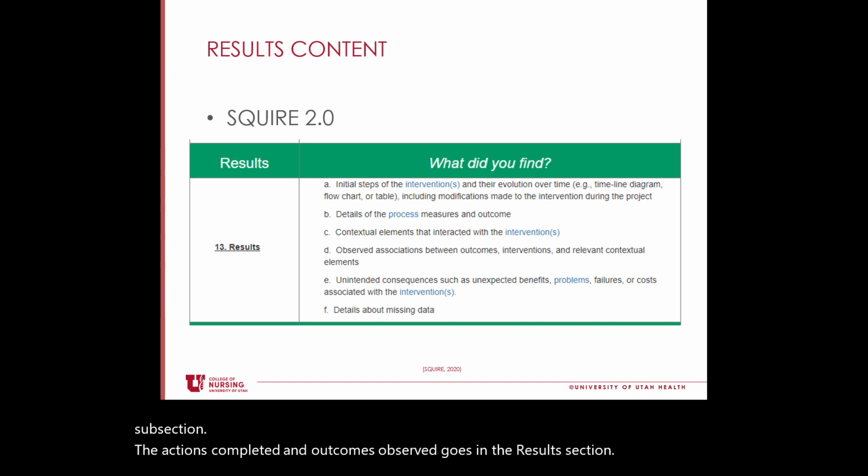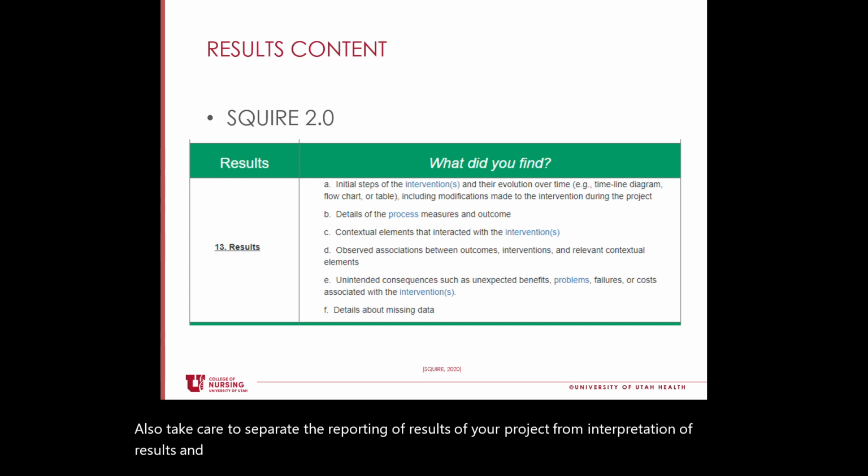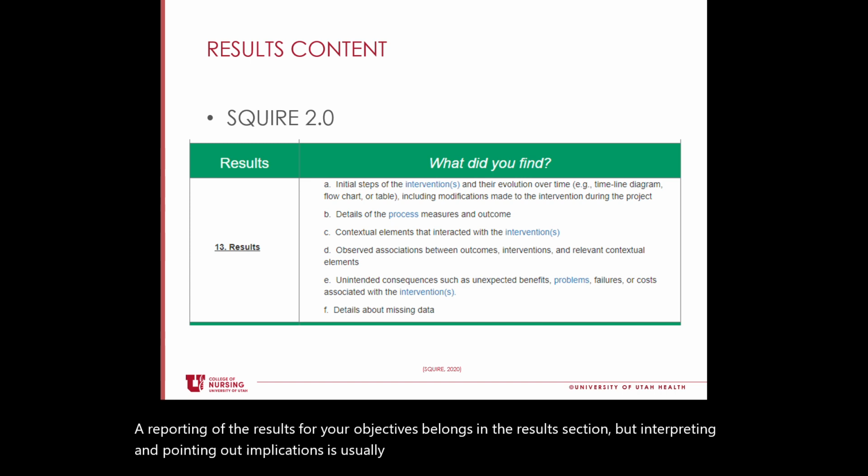Also take care to separate the reporting of results of your project from interpretation of results and implications in the larger context. A reporting of the results for your objectives belongs in the results section, but interpreting and pointing out implications is usually done in the discussion section of a report.